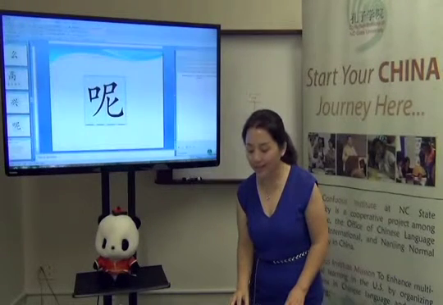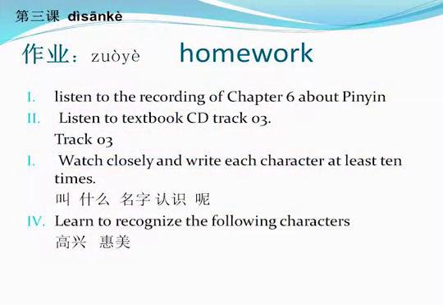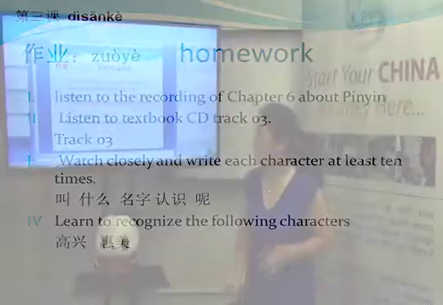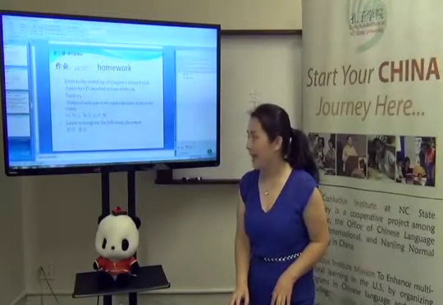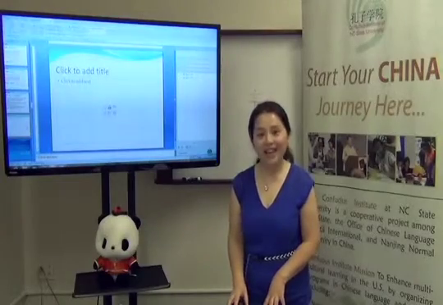Now the homework. Please listen to the recording about the pinyin and then listen to the textbook CD track 3, and please write the following characters. So that's all for this session. 再见.